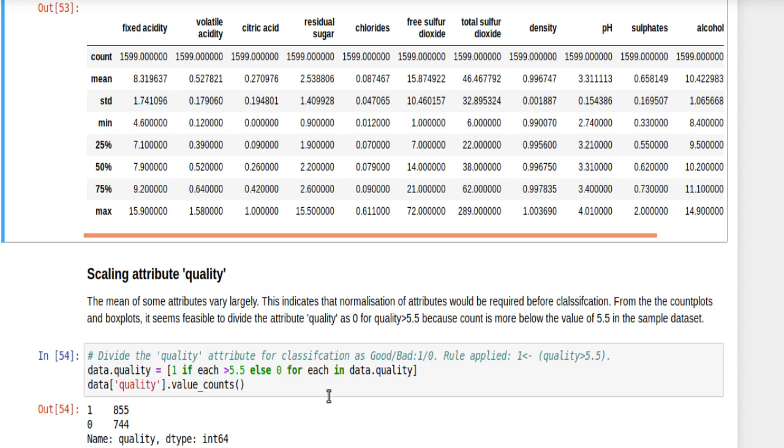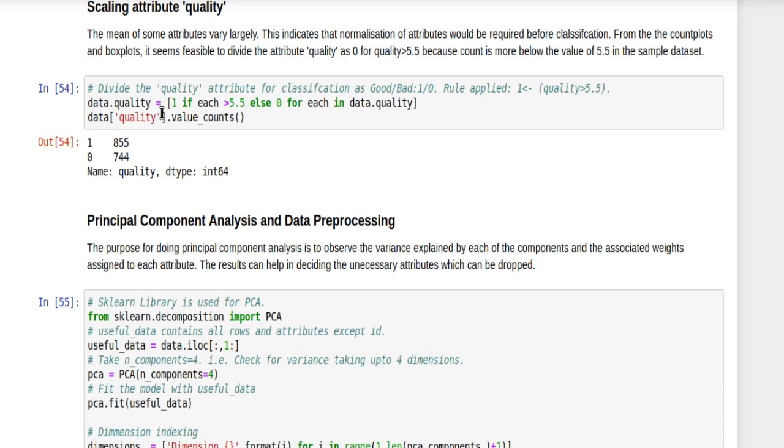From the box plots and count plots, it seems feasible to divide the attribute quality as 0 for quality less than 5.5, because the count is more below the value of 5.5 in the sample data set. So by this we have divided the quality into two parts, 0 and 1: 1 if the quality is greater than 5.5, 0 if it is less than 5.5. And we are checking the counts of both qualities. So quality 1 count is 855 while 0 is 744.